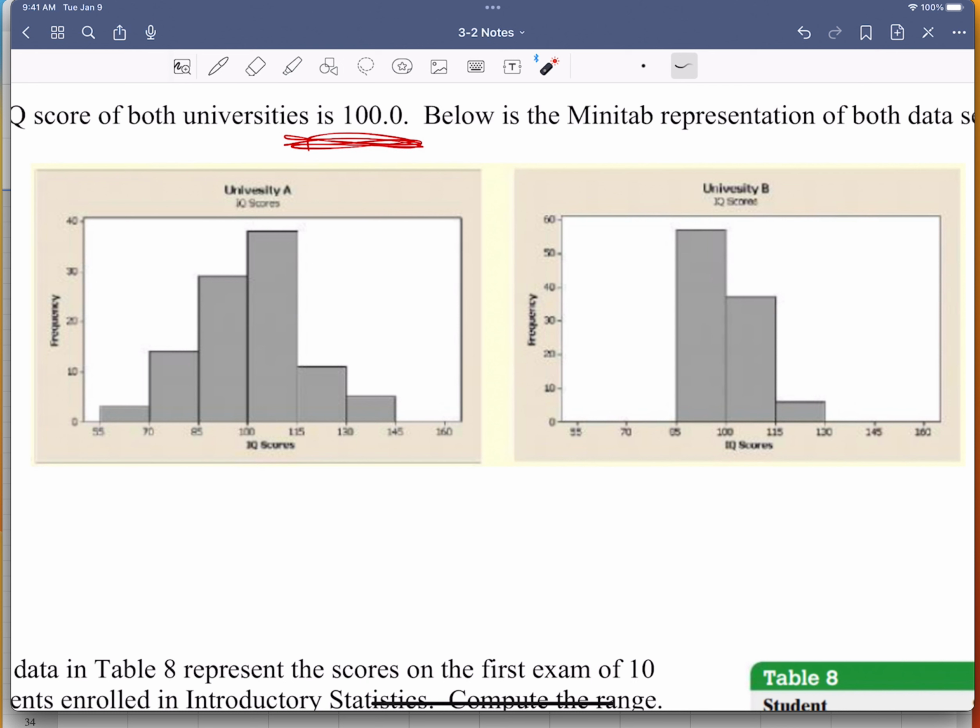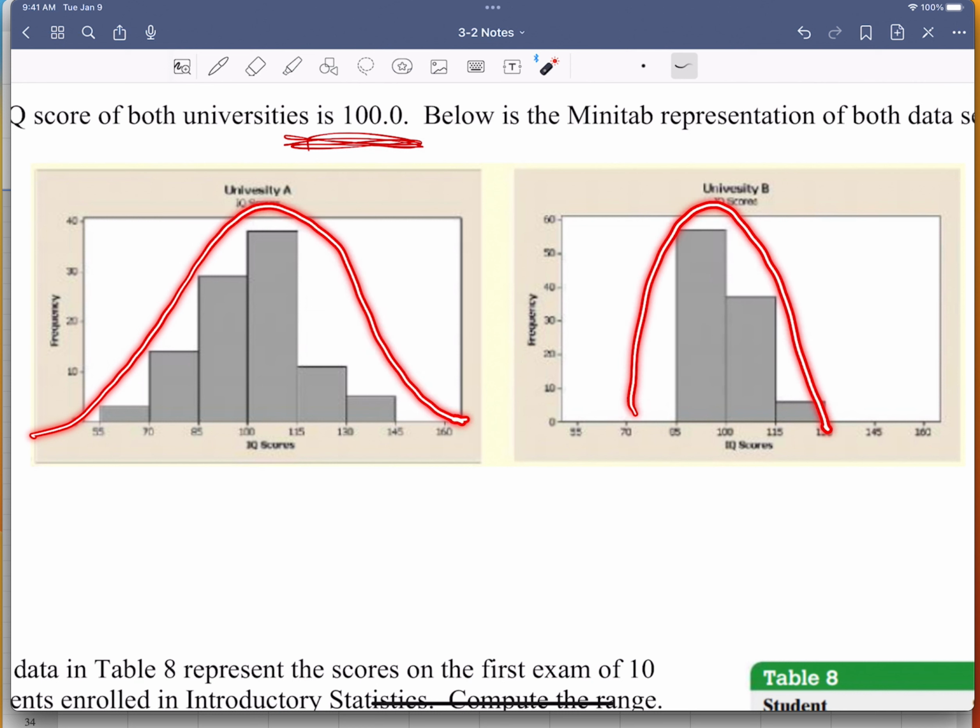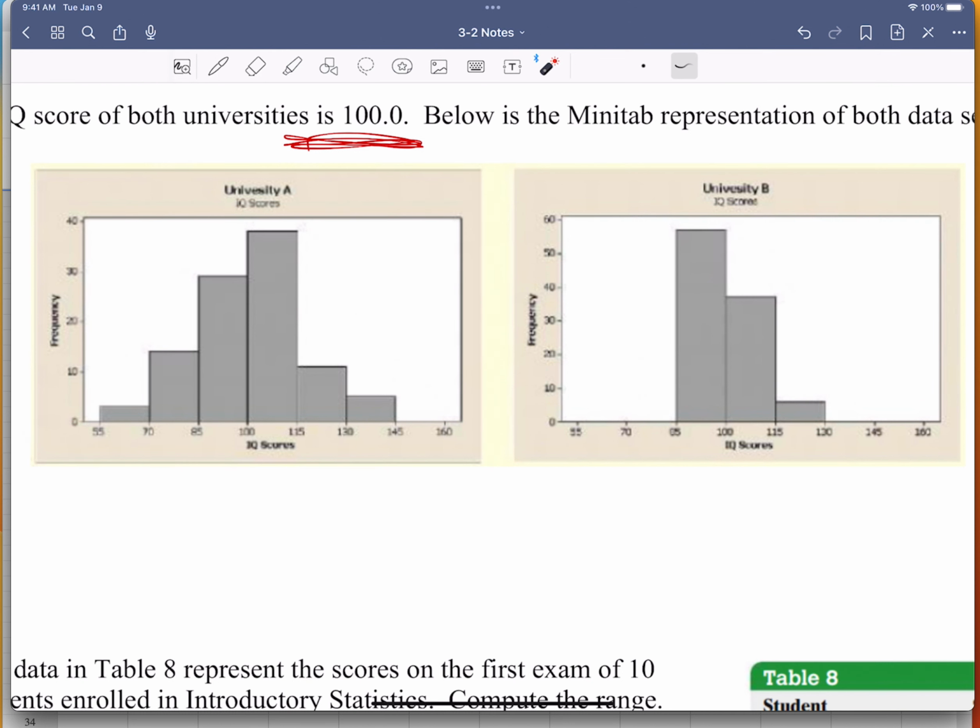Look at what's happening here. Here's my mean of 100. Here is my mean of 100. Look at this data. Look at this data. You see what just happened there? Let me do that again. Look at this data. Look at this data. That's dispersion. How spread out is my data? That's what we want to look for.